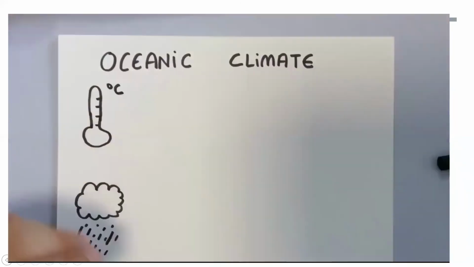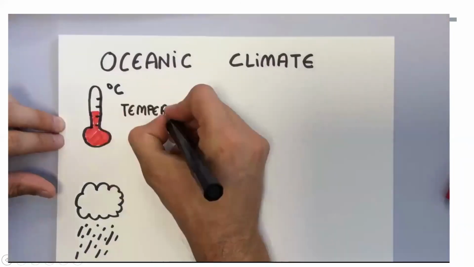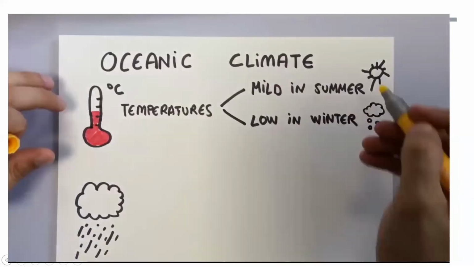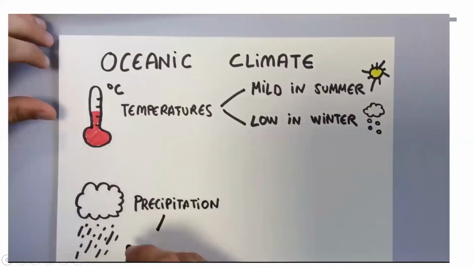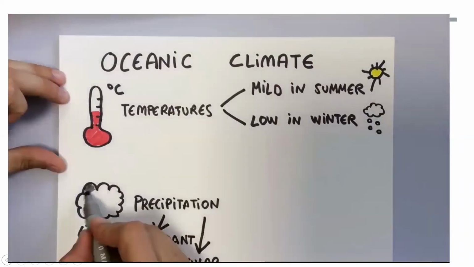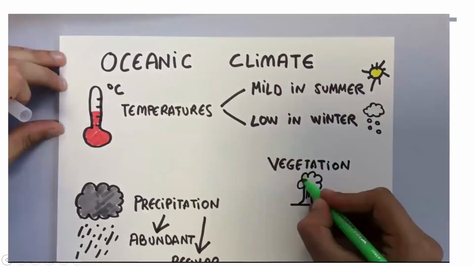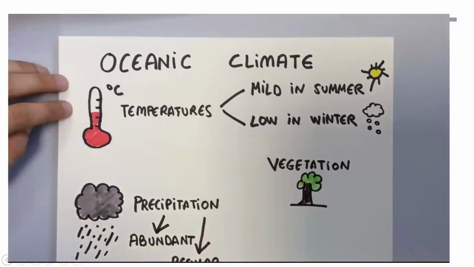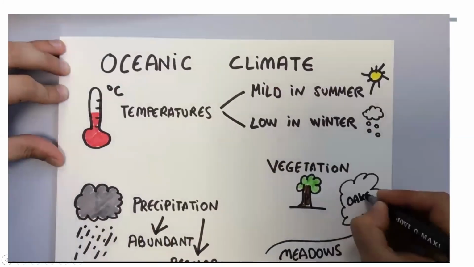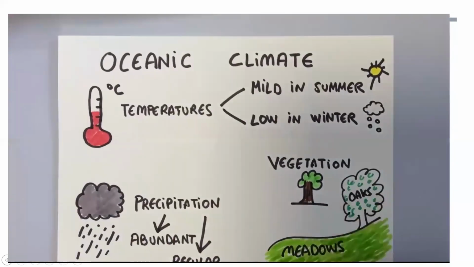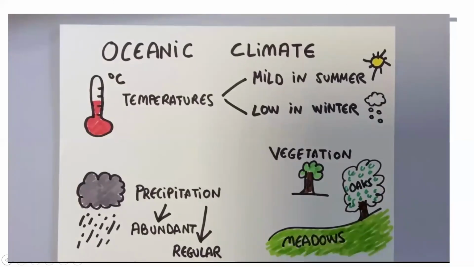So the icons are exactly the same. So we've got temperature, precipitation. You can use rain, does it rain, or precipitation, which are content obligatory language. They have to know. And as you can see, the words are quite similar. So we have abundant, it means it rains a lot. And the vegetation is not the same as in Mediterranean countries. We have a lot of meadows. We have oaks.